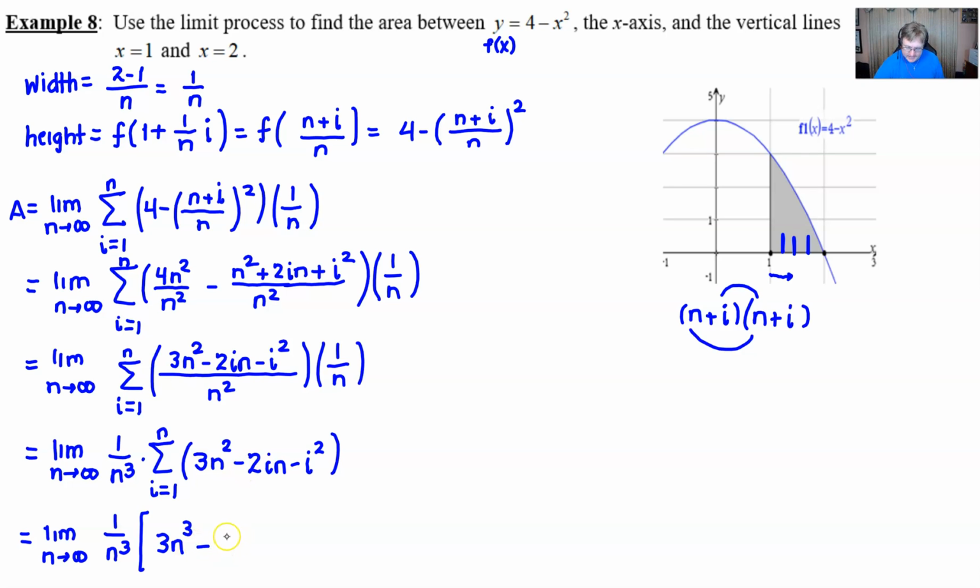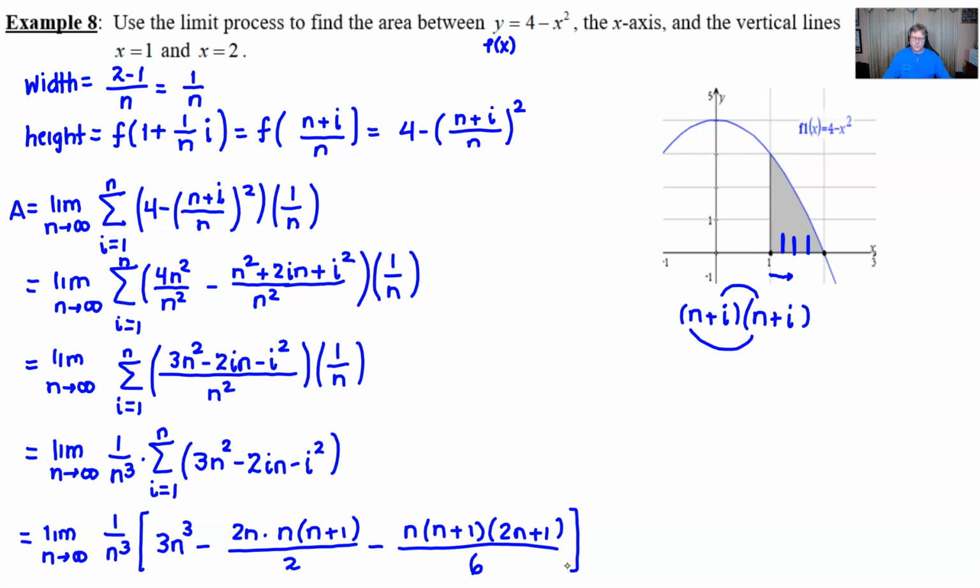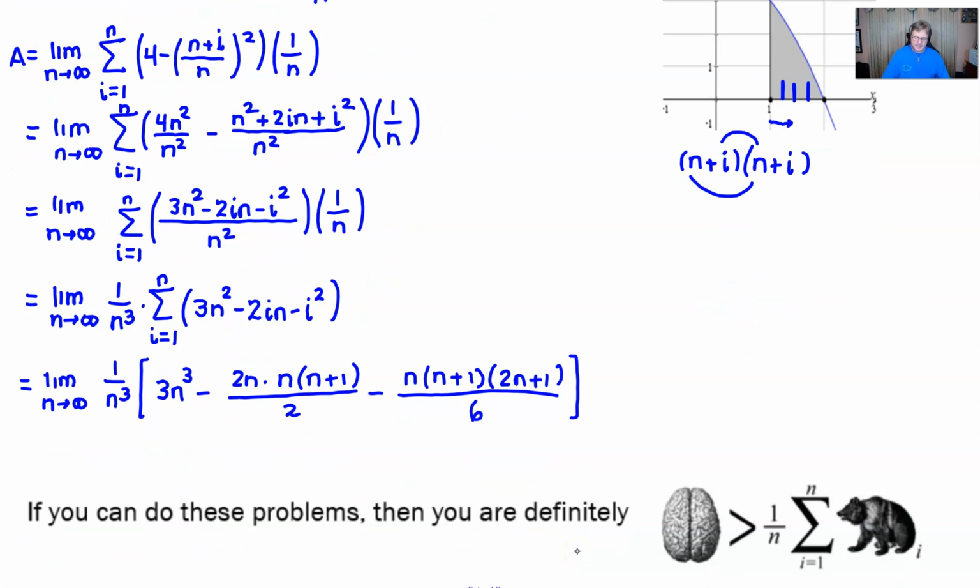Next up, we have minus 2 times n, and then the summation formula for i, if you remember, is n times n plus 1 all over 2. That 2n comes out in front because of those two guys. And then we have a subtraction, and then the summation formula for i squared goes a little something like n times n plus 1 times 2n plus 1 all over 6. And we are making more headway each and every step.